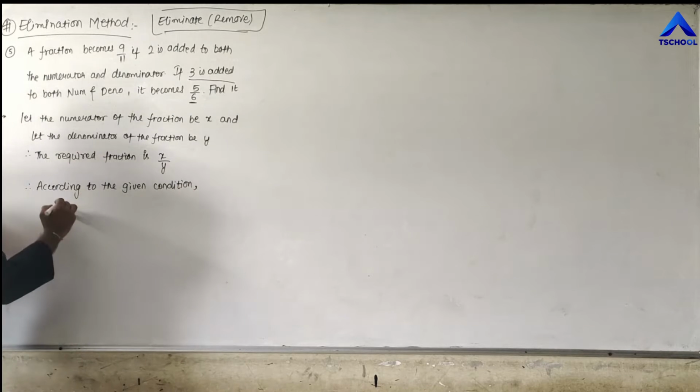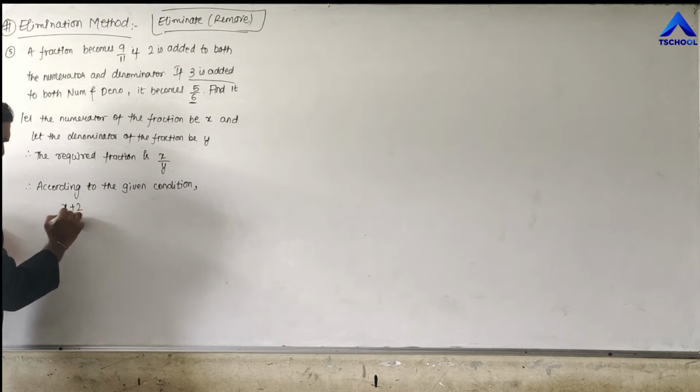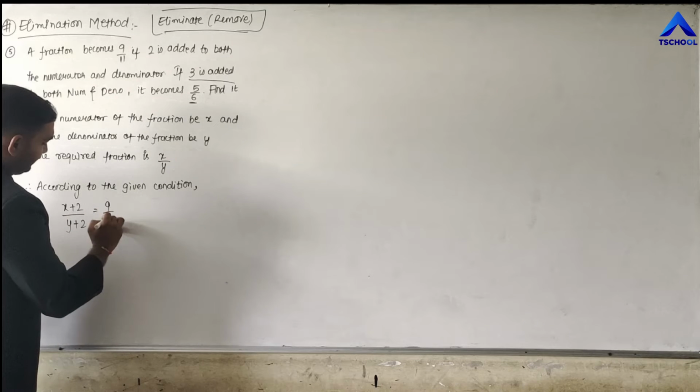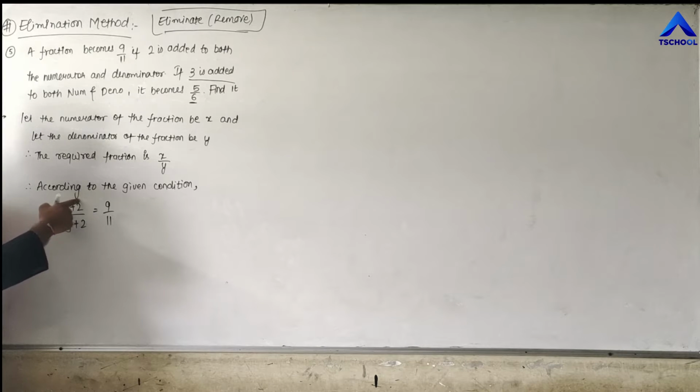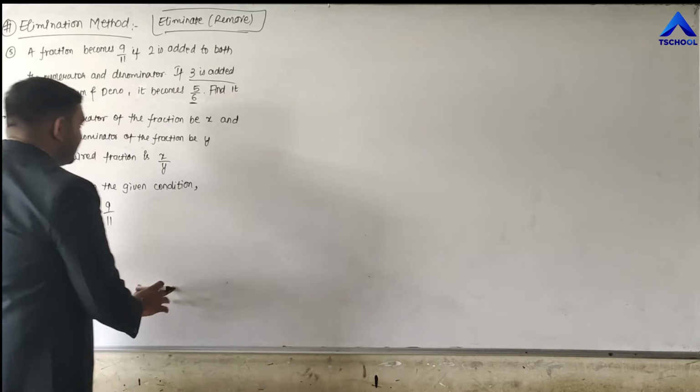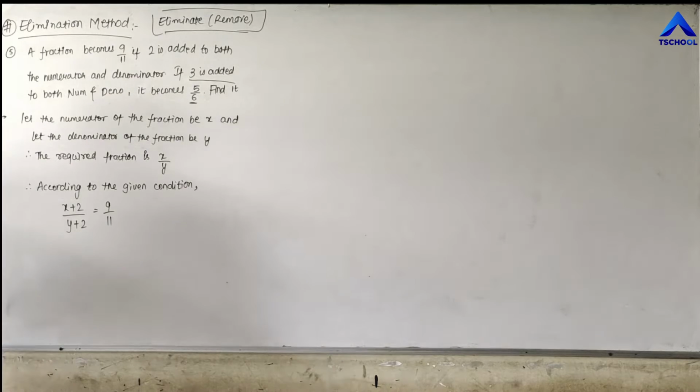what can we say? That (x plus 2) upon (y plus 2) is equal to 9/11. See, this is the fraction given to you, x upon y, right? If 2 is added to both numerator and denominator, that is, in the numerator we are going to add 2, in the denominator also we are going to add 2, then we shall get the fraction equal to 9/11, right? And the second condition, if 3 is added to both numerator and denominator, then it becomes 5/6.